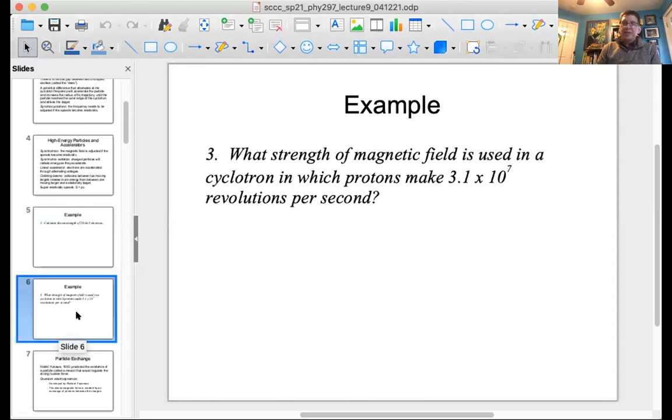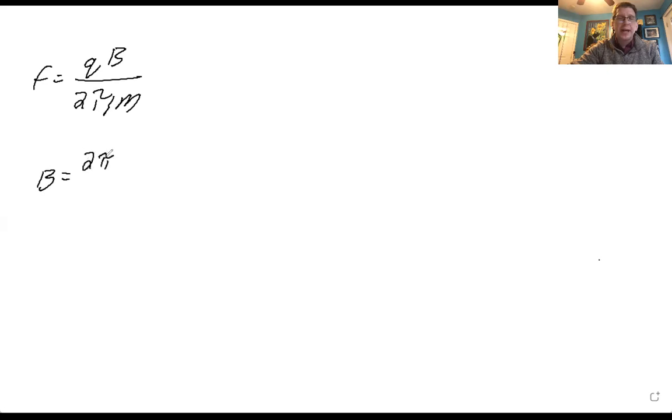So what strength of magnetic field is used in a cyclotron in which protons make 3.1 times 10 to the 7 revolutions per second? So the cyclotron equation, if you're talking about frequency, is F is equal to QB over 2 pi M. And so we want to solve for, we're asked for the magnetic field given the frequency, and given that it's a proton. So we know what Q is and we know what M is. So we have B is equal to, so we multiply both sides by the denominator here, 2 pi M F divided by Q.